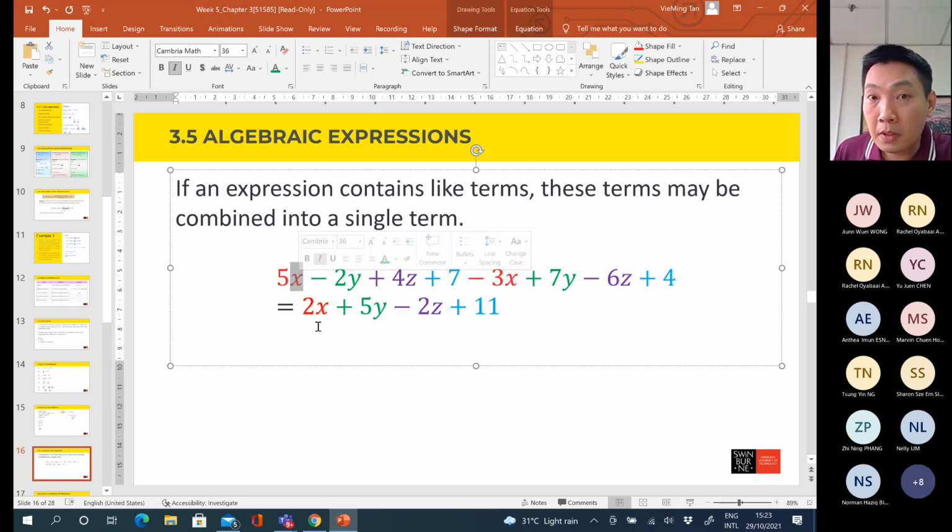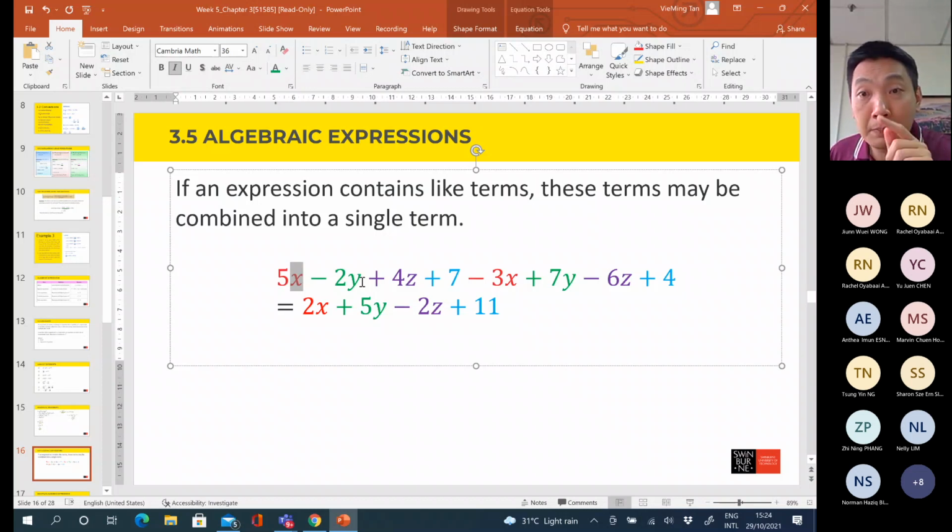So we get the red color one, 2x. Okay, then we go for y. This one, y power 1, y power 1. Same species, or same term, power 1, and then we can combine. If power 2, we cannot combine these two terms by using any index rule. We cannot apply any index law that we already learned just now.